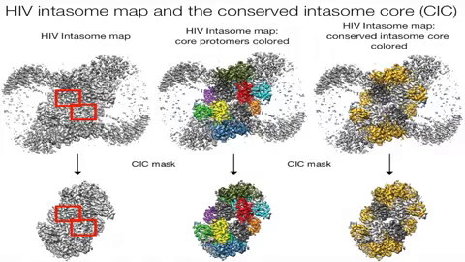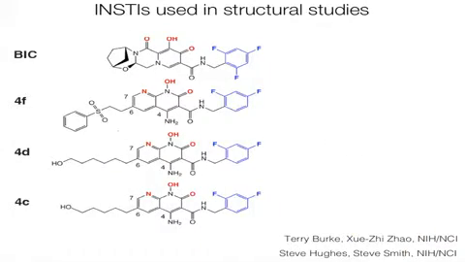Okay, so that's where INSTIs bind. These are also the best resolved regions in the map. Now, we used 4 different INSTIs for our structural studies, and these INSTIs are shown here. Bictegravir, this is the leading clinically approved drug. This was approved by the FDA in 2018. It's one of the best of many drugs that are used to treat HIV-infected individuals.